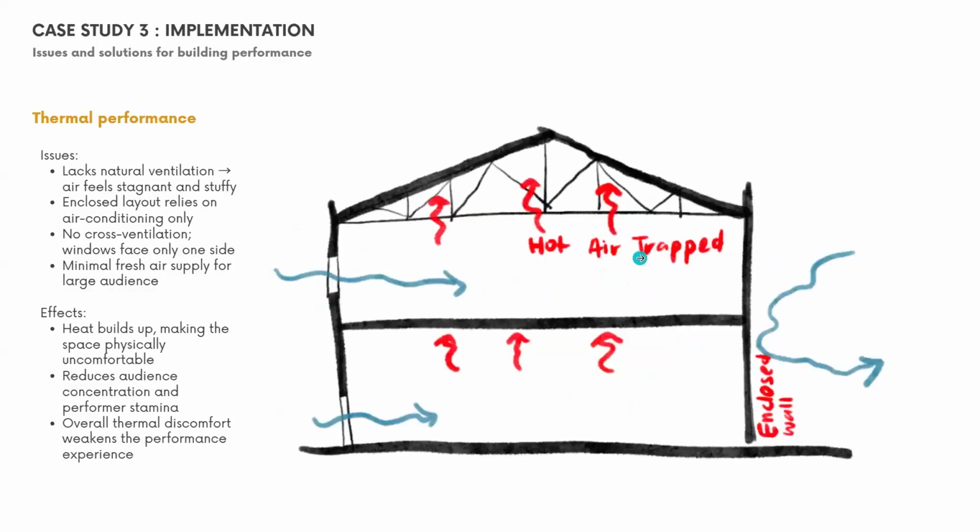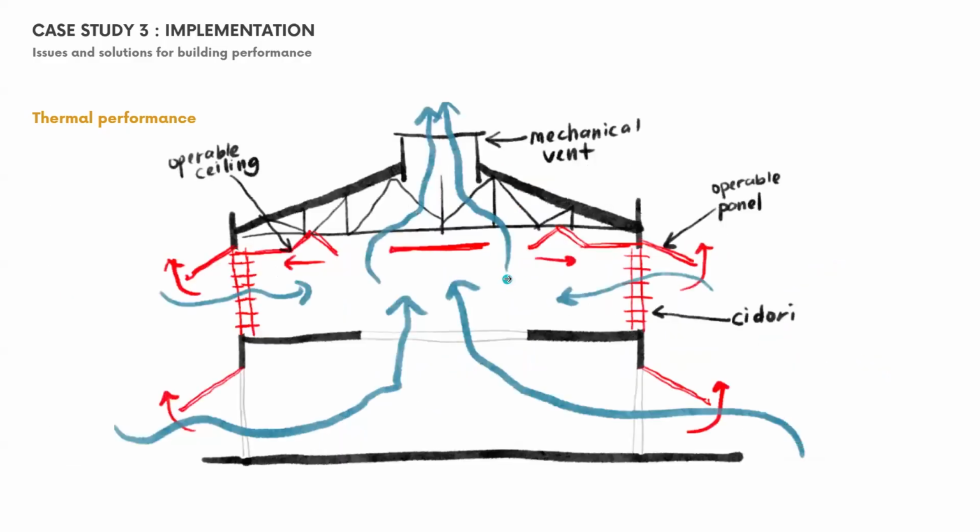Next is the thermal performance. You can see the issue is lack of natural ventilation. Because it's a traditional shophouse design, hot air is actually trapped here and also here because there's no cross ventilation, and the windows are only facing one side. So there's minimal fresh air supply for this large audience. Heat will build up in this area, making the space uncomfortable and also reducing the audience's concentration. So the overall thermal discomfort will weaken the performance experience.